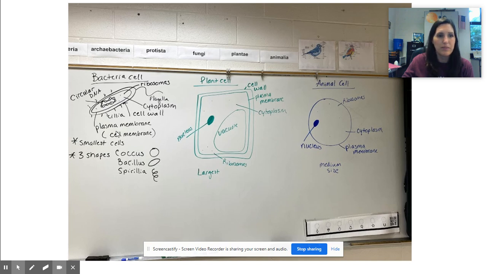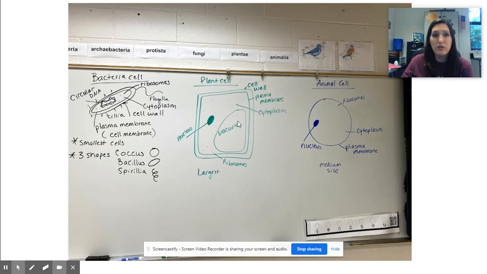using our microscopes. Bacteria cells are the smallest, and they come in three shapes. So there's coccus, which are circular shape, bacillus, which are a rod or pill-like shape, and spirilla, which are spiral shape. When you go to check out your microscope slides today, they'll have those three shapes on them.